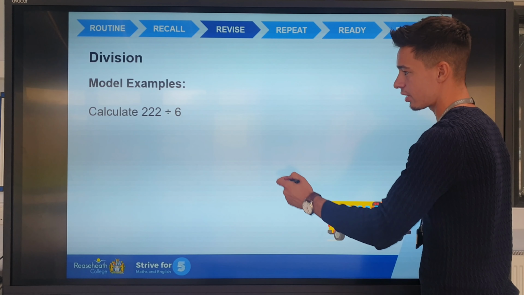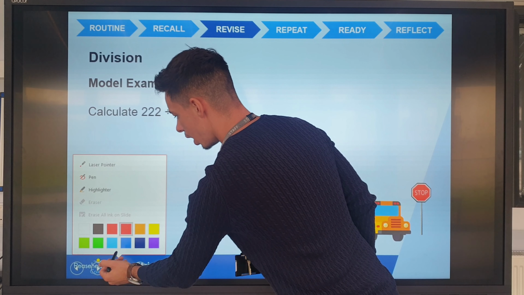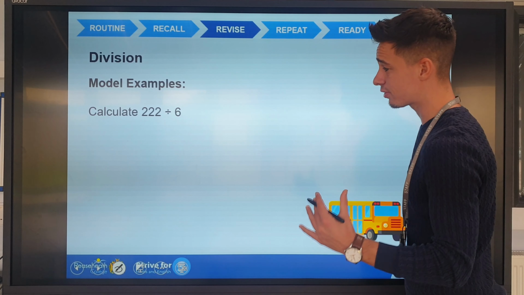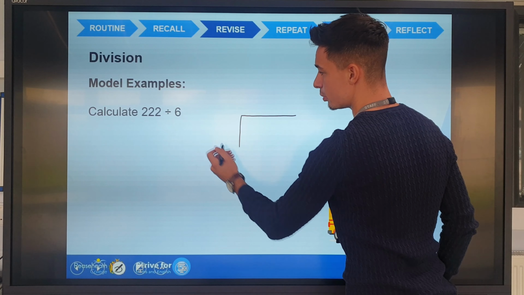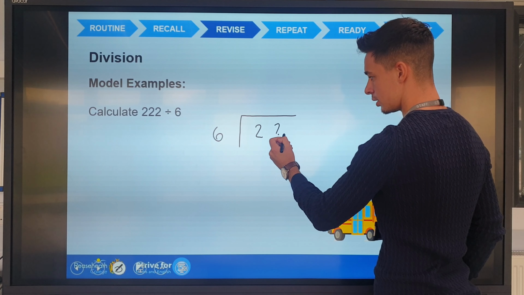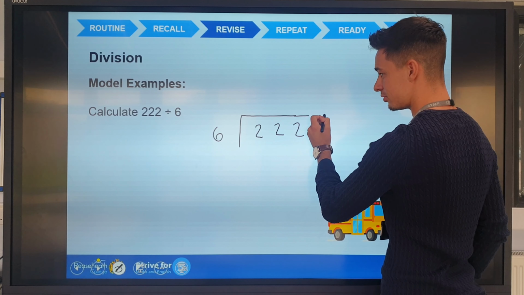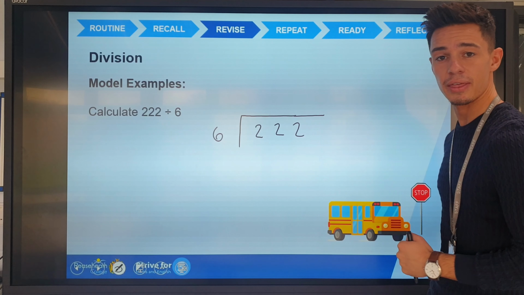I'm going to show you what that looks like by doing it nice and big and clear on the screen, okay? So, I'm going to show you two examples. This is the first one. So bus stop looks a lot like that. The number we divide by goes on the outside, and then the number that we want to see how many times 6 goes into goes on the inside. So 222, like that, okay?